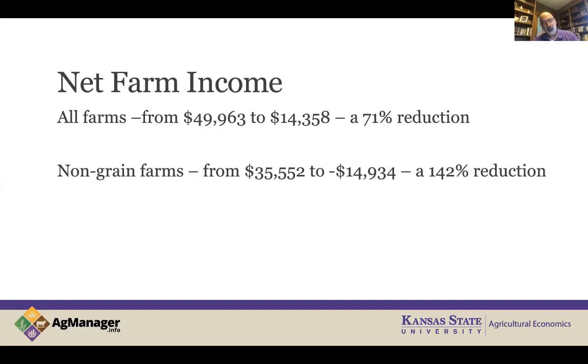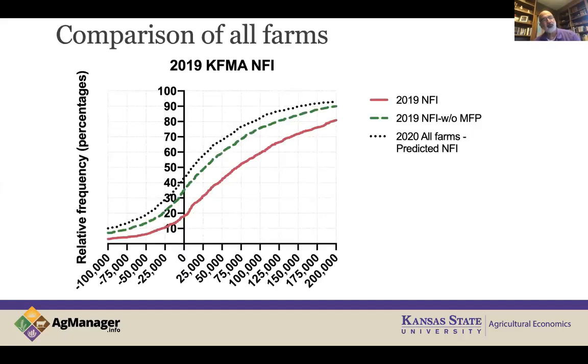That particular group of farms is going to go from a $35,000 net farm income in 2019 to a negative almost $15,000 number in 2020. So that's not looking very good at all. That's a 142% reduction for that farm group outside of any special payments that we may have coming up this year.